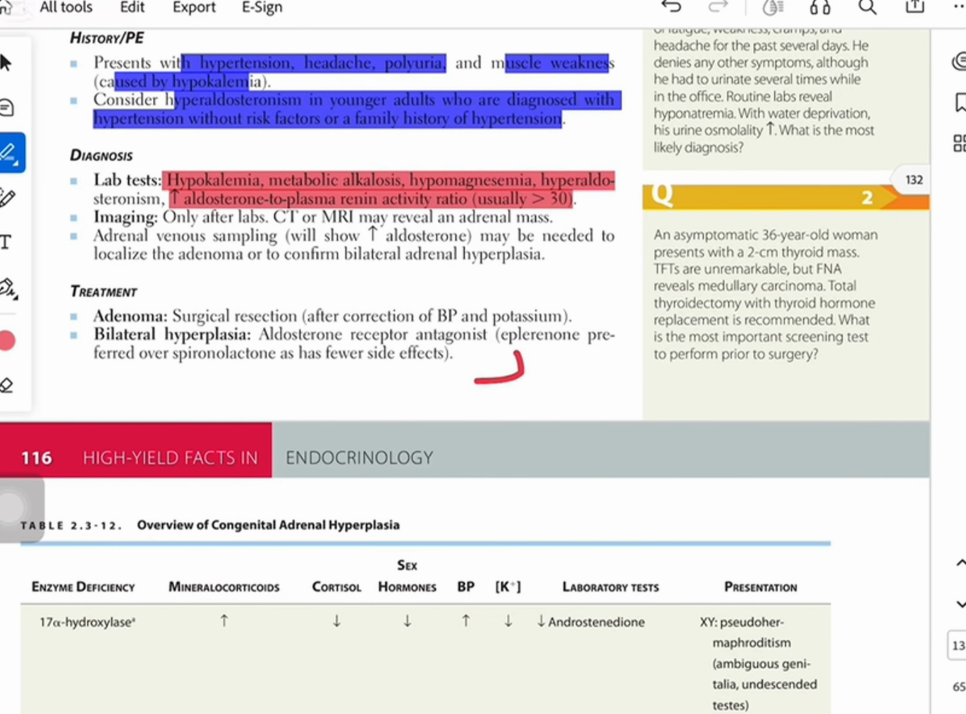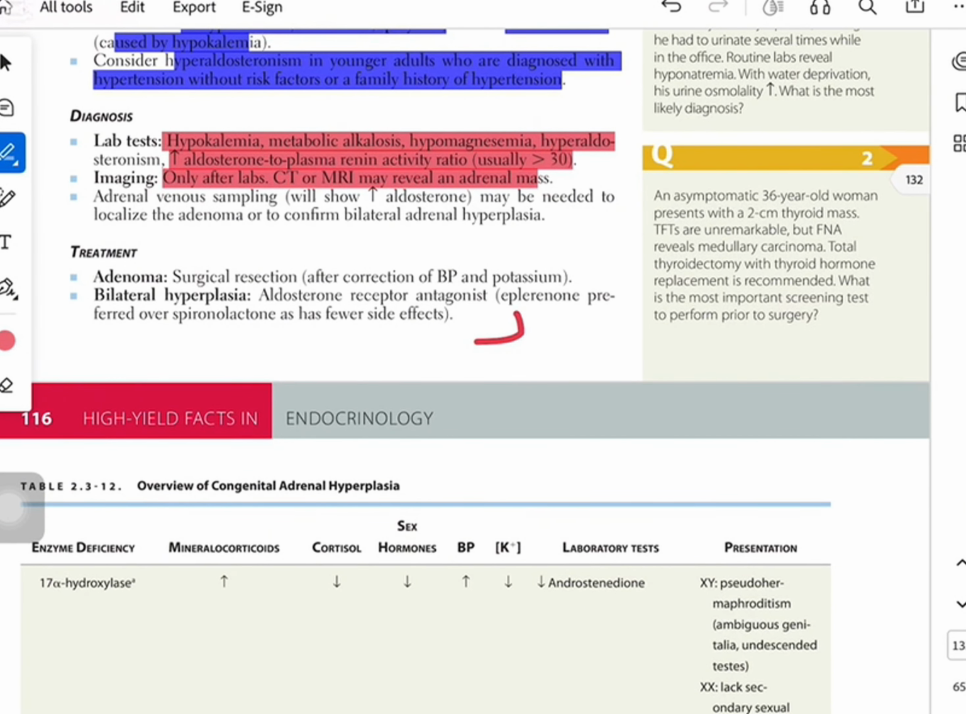Okay guys, for imaging we only do a CT scan or MRI to diagnose whether there is an adrenal mass. And on adrenal venous sampling, there is a high aldosterone. Why is there a high aldosterone? Because there is a tumor in the adrenal glands, so production of aldosterone is high, with a high level of aldosterone and a low level of renin.